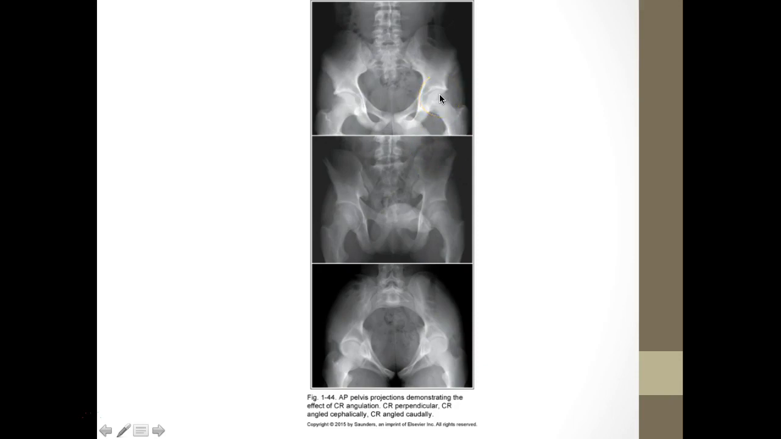Okay, so here's angling. The first one is perpendicular. This one is angled cephalic, and you can see how it's opened up your obturator there and elongated. And this one is angled caudally, and you can see how it's superimposed the superior and inferior pubic ramus on top of each other. So this gives you an idea of what angling does. If you have a structure that looks like it could be abnormal, you may want to throw an angle on it to throw it off, because it could just be superimposition of tissues.